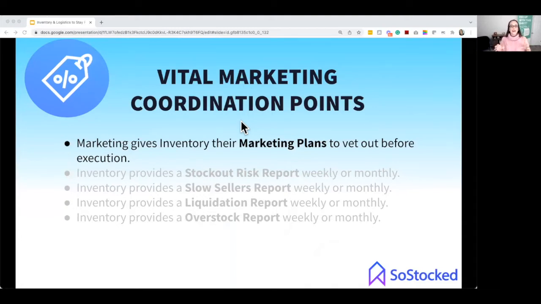What are those vital marketing coordination points that are needed to be able to make all of this work? This is something I call inventory-minded marketing, right? Inventory and marketing working together. So first of all, marketing needs to give inventory their marketing plans.